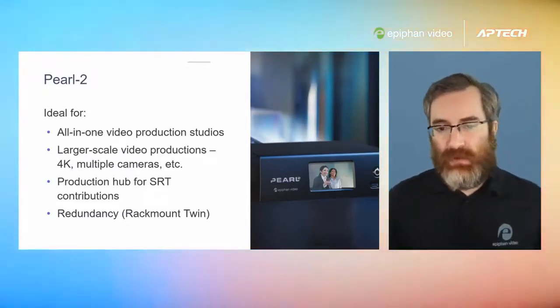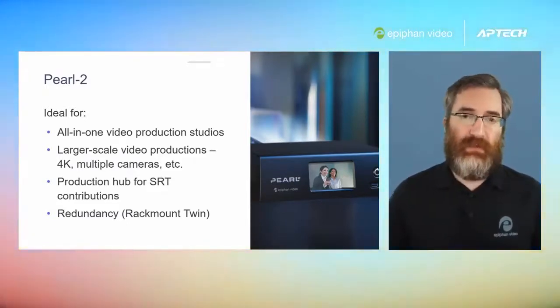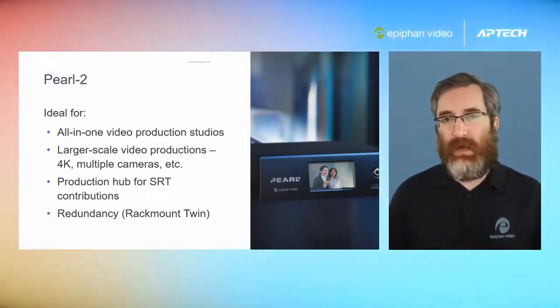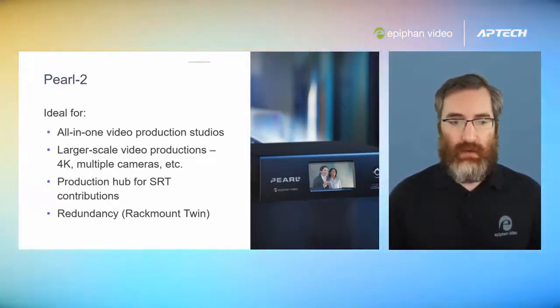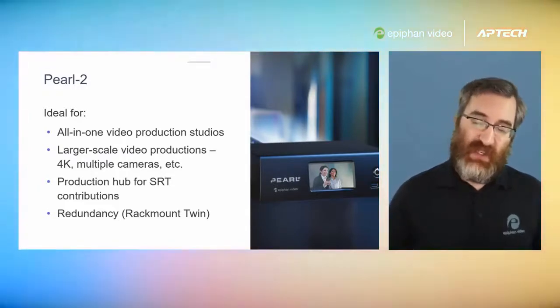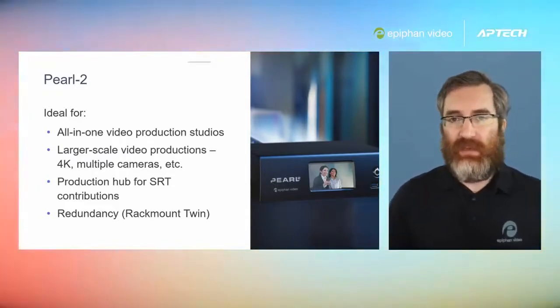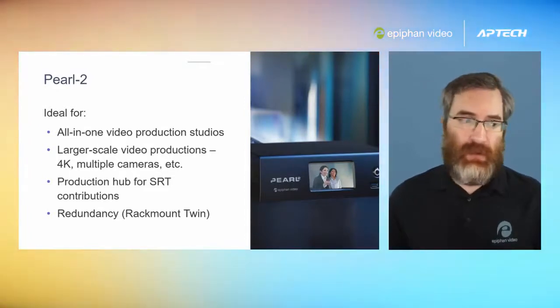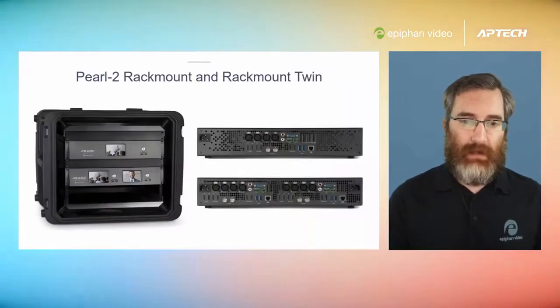And with the Pearl 2, we actually have rack mount versions of it, including the rack mount twin, and I'll show you a picture of that in a moment. The rack mount twin gives us some options in terms of saving rack space and offering the ability for some level of redundancy with a hot standby without occupying excessive space in the rack.